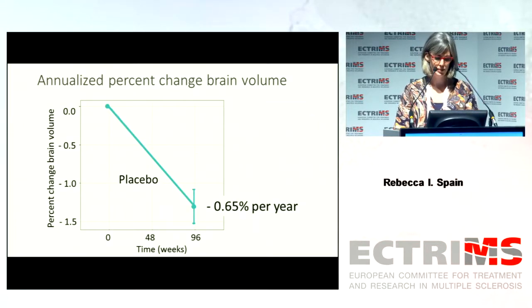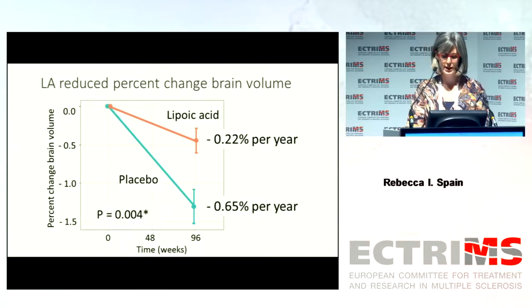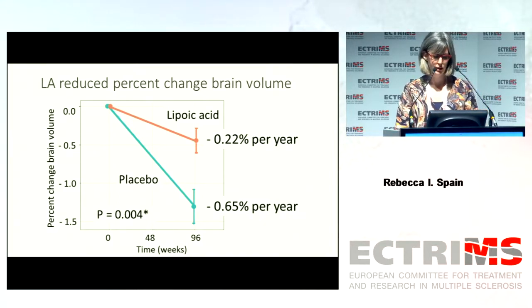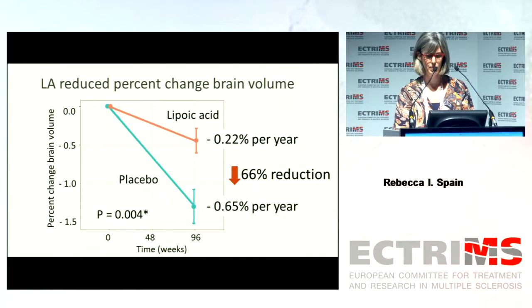The primary outcome was a difference in annualized percent change in brain volumes. The placebo group had an annualized atrophy rate of 0.65%, which is comparable to other progressive MS natural history cohorts. Lipoic acid resulted in a lower annualized atrophy rate of 0.22%, which was significantly different from the placebo cohort with a p-value of 0.004. This represents a 66% reduction in the rate of brain atrophy in the lipoic acid cohort compared to placebo.